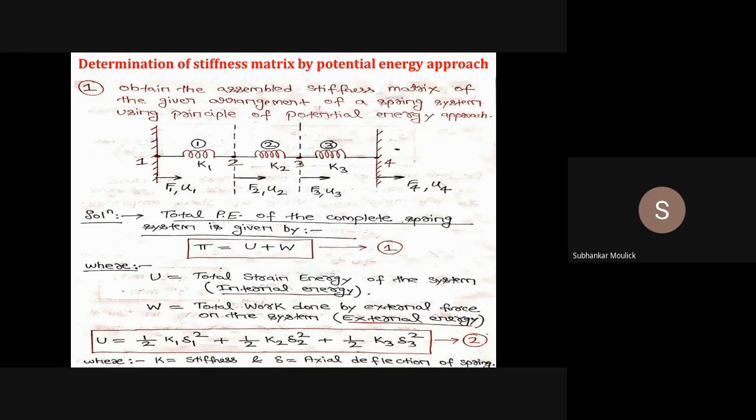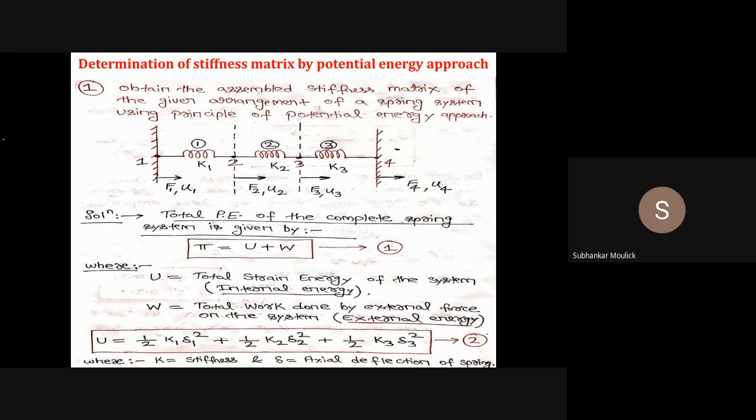And what is W? W is nothing but the total work done due to external forces, and we know that the total work done by external force is always negative in nature, so the final expression of pi becomes pi is equal to U minus W. Is it clear so far? Any doubt so far? Clear, sir.